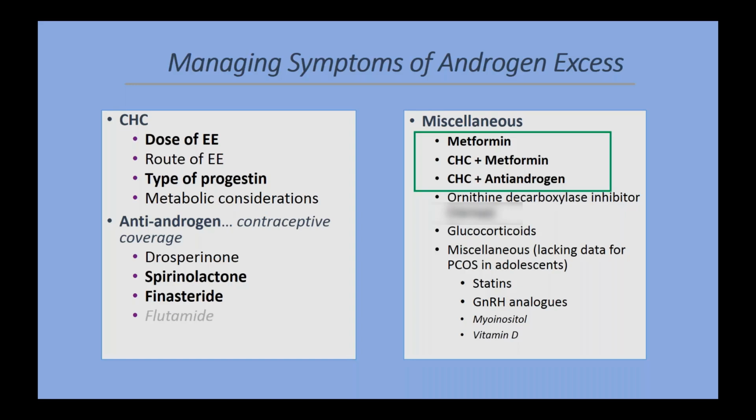GnRH analogs, by dialing down the pituitary LH, can impact androgen excess symptoms. In very rare scenarios has this strategy been utilized as a first-line agent for managing ovarian androgen excess. Again, myo-inositol and vitamin D have been shown in the adult population to reduce circulating androgen levels. Their potential for benefit in adolescents has yet to be proven.